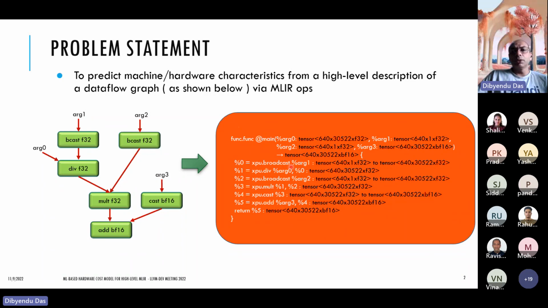So you have a %0 with that broadcast, and these are all your SSA names. You do a div with the arg0 and %0, broadcast again, mult and cast, and then add, and then return the final value. So this is the first level of MLIR that you get into from your data flow graph, right? And from here, the journey starts for the compiler to take this data flow graph and finally generate ISA for my Habana accelerator. Actually, it is an XPU, so truly speaking, it can generate various other kinds of ISA. So this is the first level.